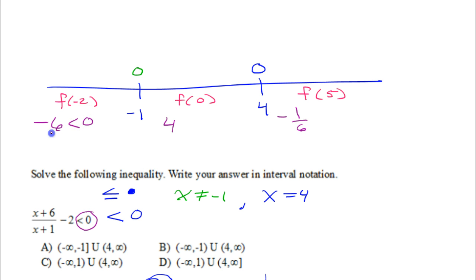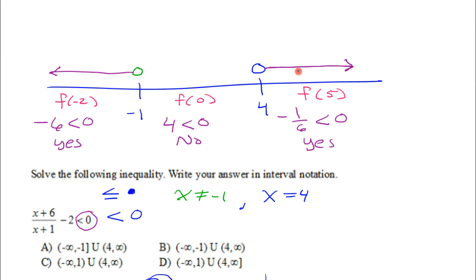So is this less than 0? Well, yes, that's negative. Is this less than 0? No, that's positive. Is this less than 0? Yes, that is negative. So the yeses show us where the solutions are. So we have solutions to the left of -1. We have no solutions in between -1 and 4, but we have more solutions to the right of 4. So this is a graph of our solution set.